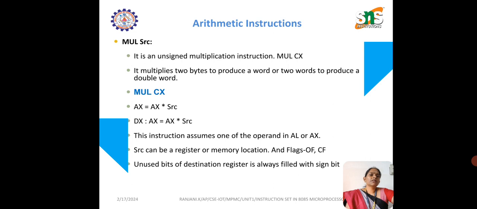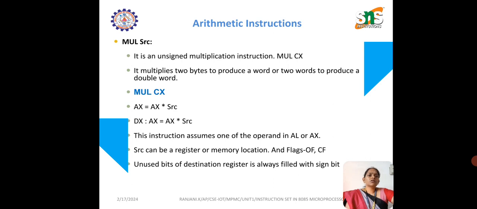So multiplication. Next is your multiplication operation. It is an unsigned multiplication instruction that is represented as MUL CX. It multiplies 2 bytes to produce a word or 2 words to produce a double word. For example, if the instruction is MUL CX, AX is a location that has some number that is multiplied with a certain value.